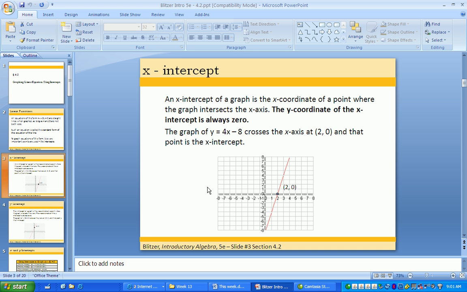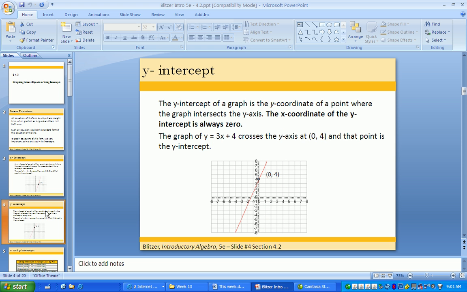The y-intercept is just the inverse. It's where the line crosses the y-axis, and anywhere along the y-axis, x is equal to 0. So anytime we find our y-intercept, we're going to be using that information that x is equal to 0.